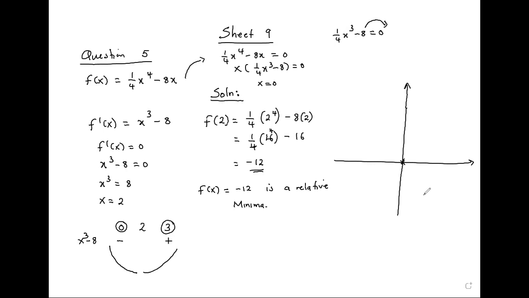Check this the other side. We have 1 over 4 x³ is equal to 8, multiplied by 4. We have x³ is equal to 32. So we're ready: the cube root of 32 is another intercept. And then at 2, we have negative 12 as the minimum value. So we only have 2 intercepts and 1 turning point, meaning that our graph will be of this nature.